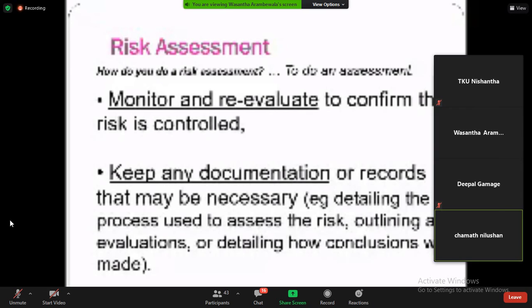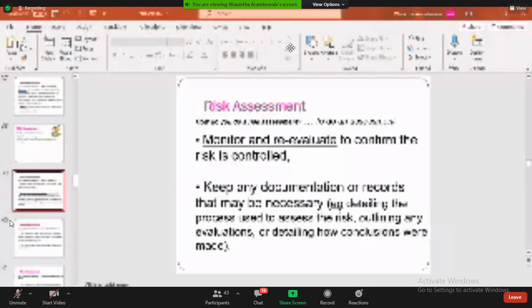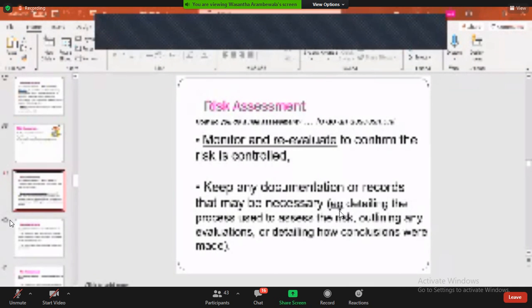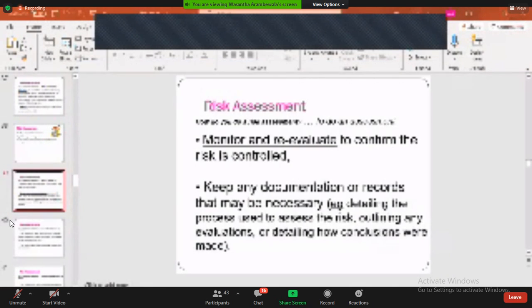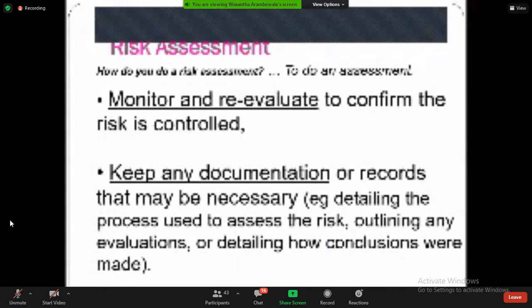Not clear the screen. Not clear, that means it is not visible. Not clear the font of the slide. Slides share. How about now? No, sir. Now it's clear, sir. A little bit clear. All right. Yes, clear, sir.